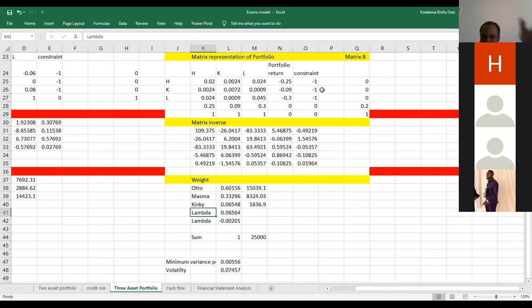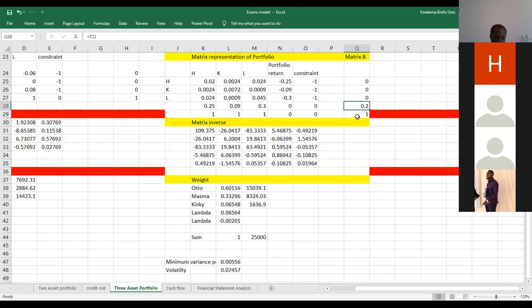After we equated everything to 0, equation 1 was equal to 0, equation 2 was equal to 0, equation 3 was equal to 0. But in the constraint one, when I sum up, everything should be equal to the portfolio return. What is this matrix B? After I equate everything to 0, I also got a matrix B. And this 0.2 is the portfolio return. In my case, it was 0.2.